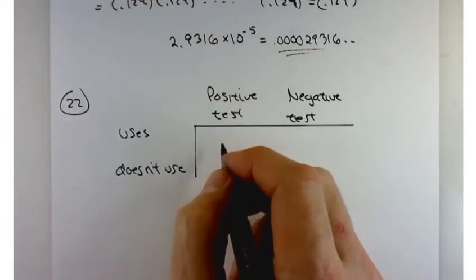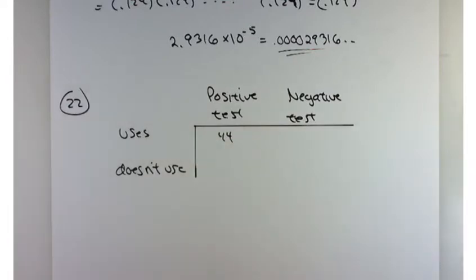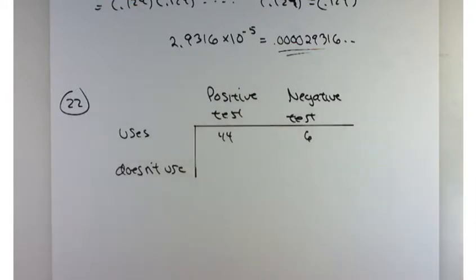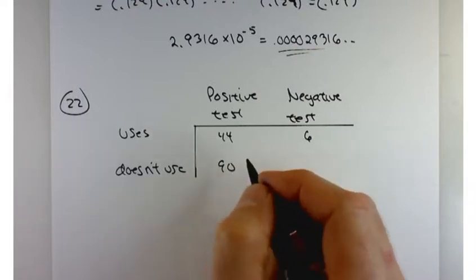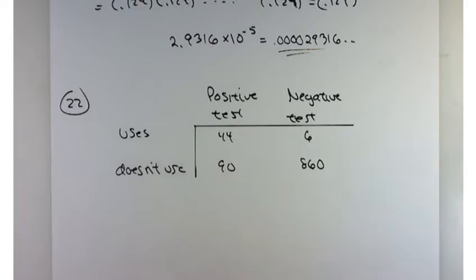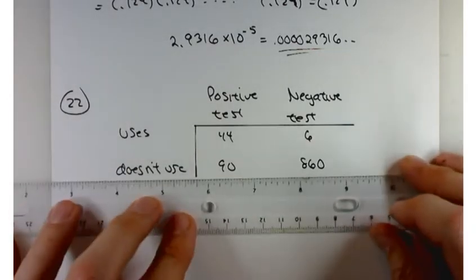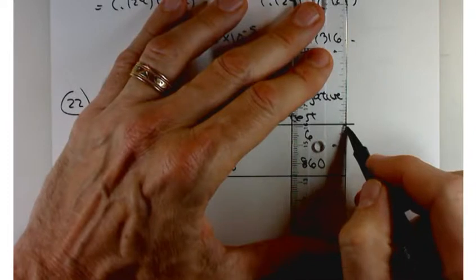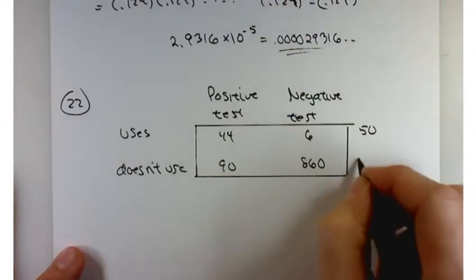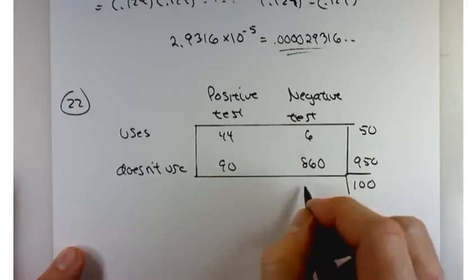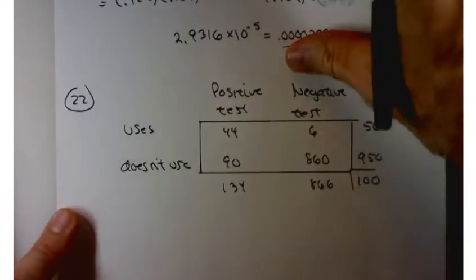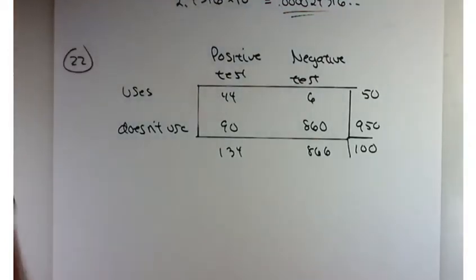So there was 44 who had a positive test result who used drugs. There was 6 who had a false negative. There was 90 with a false positive, and there was 860 with a true negative. So they gave me 50 here, 950 here, and an even 1,000, 866, and then 134. So that's our sample space. These are all the different things that are happening in this.